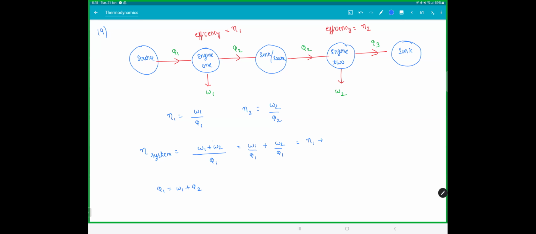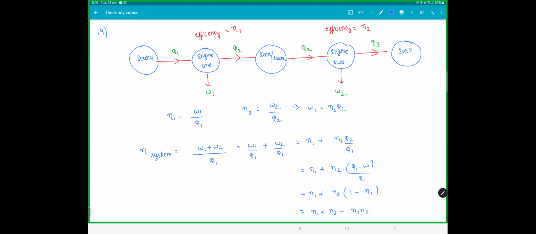I can do this. W2 will be eta 2 Q2 by Q1. This is better. Now Q2 by Q1, this is eta 1, this is eta 2, and Q2 is nothing but Q1 minus W by Q1. So this is eta 1, eta 2, this is 1 minus W by Q1, which is again eta 1. This will be eta 1, eta 2, minus eta 1, eta 2. Check.